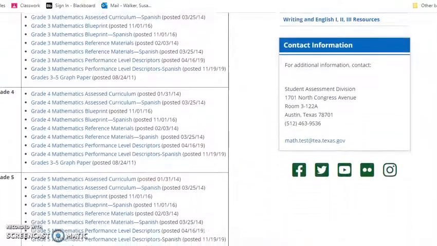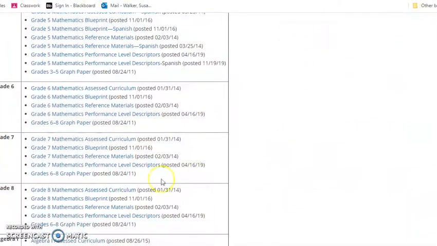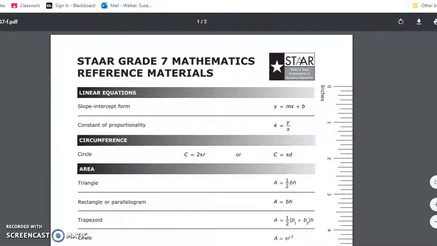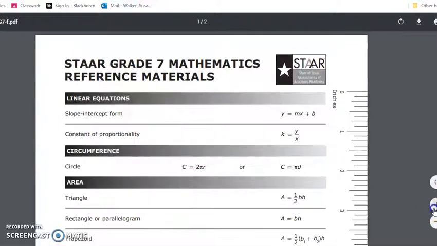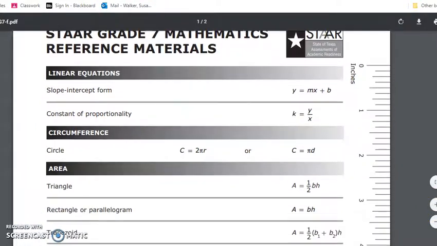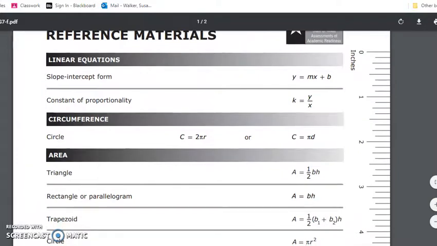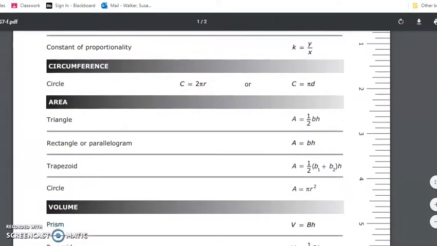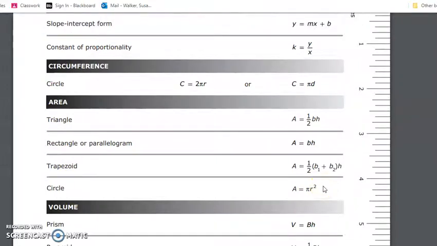I'm going to go down to 7th grade, and there it is. We want to make sure we know how to access this. We need this today because we're going to be working on area of a circle. So there is area. Come down here, and we have area of a circle: A equals pi r squared. Remember, A equals pi r squared, that's going to cover a surface.